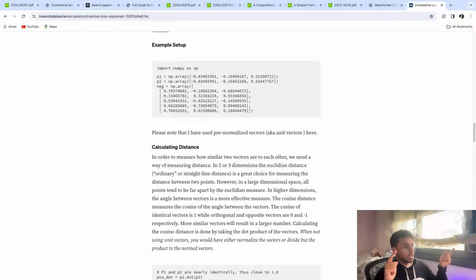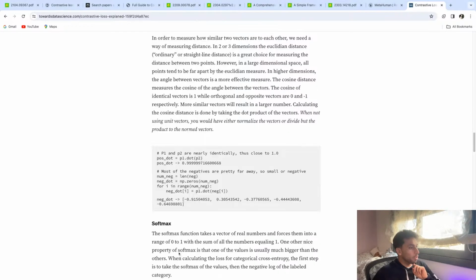Calculating the cosine distance. The cosine distance is done by taking the dot product of the vectors. When not using unit vectors, you will have to either normalize the vectors or divide by the product of the norms of the vectors. So P1 and P2 are nearly identical, thus close to 1. So the positive dot is P1 dot P2.